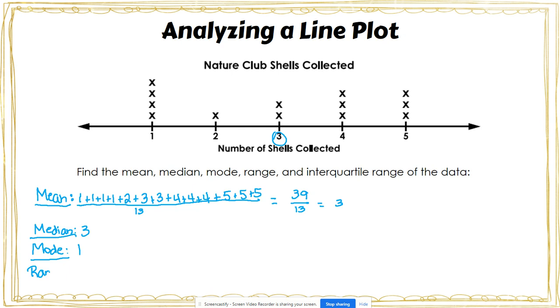Now to find range, I find my least value and my greatest value. So my least value on my number line that has an x is 1. The greatest value on my number line that has an x is 5. So the range in my data set is 5 minus 1, which is 4.